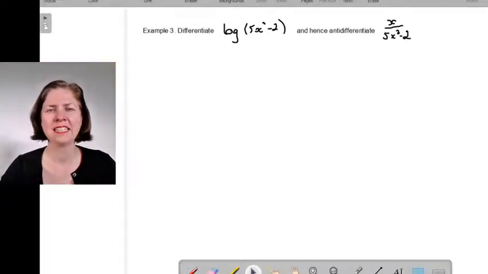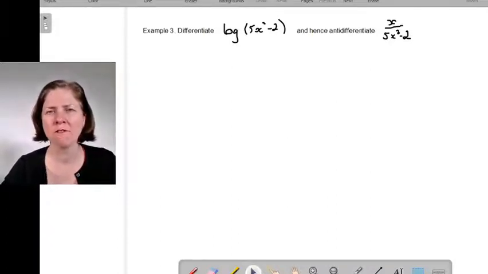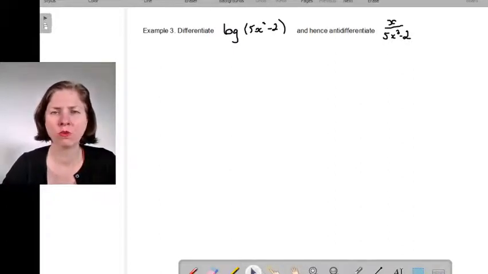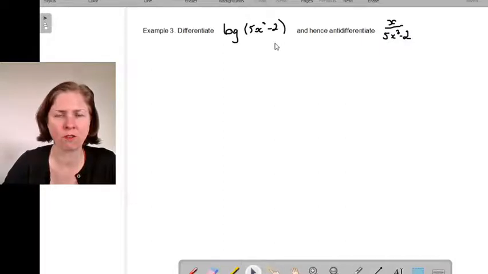All right, in this example, I'm asked to differentiate log of 5x squared minus 2, and hence to anti-differentiate x over 5x squared minus 2. And I don't have a rule for anti-differentiating this function, x over 5x squared minus 2. This is not something I can easily anti-differentiate, but also I need to obey the question. It wants me to do it by first differentiating this logarithmic function.